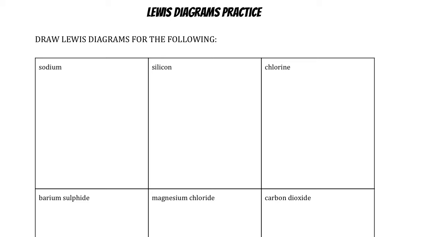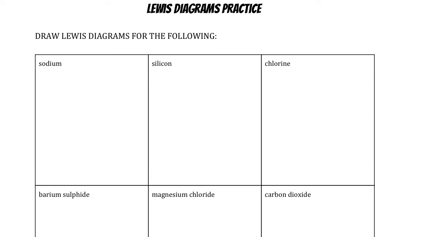Starting with sodium. Sodium on the periodic table has one valence electron. So quickly, I'm going to pick a pen first and then draw sodium, Na, with one valence electron. There we go. Easy. Silicon, four valence electrons on the periodic table.